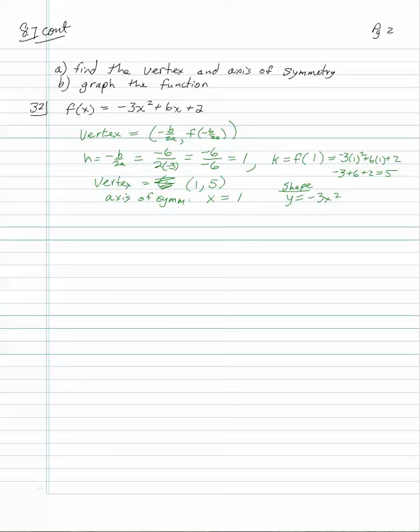So it's going to open down. I do my base graph, x squared, y equals x squared times negative 3. 1 squared is 1 times negative 3. 2 squared is 4 times negative 3 is negative 12, so I won't graph that point. And then of course we have the mirror image. Alright, let me set up the graph.